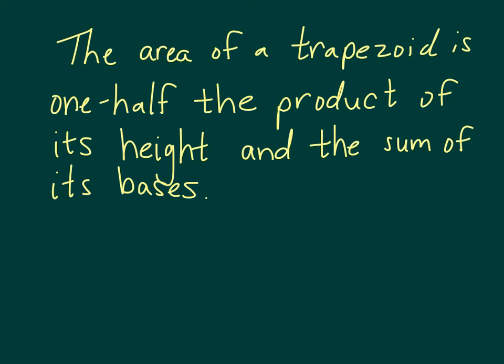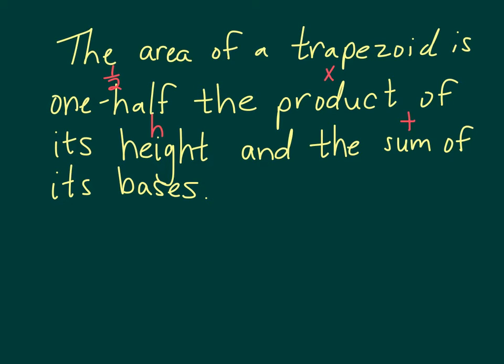The actual formula we're going to use tells us that the area of a trapezoid is 1/2 the product, which of course by now we know means multiplication, of its height, and we usually use h to represent that, and the sum, and I did notice that some of you were having some trouble with that word sum, so we do need to keep in mind that it means addition of its bases.